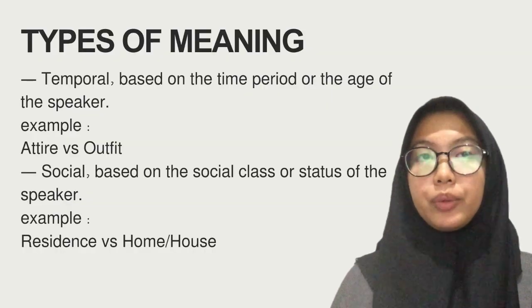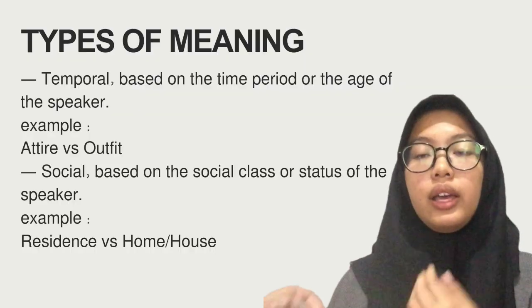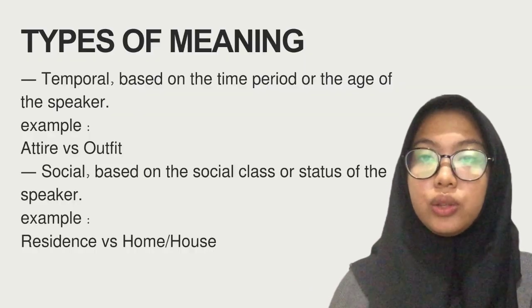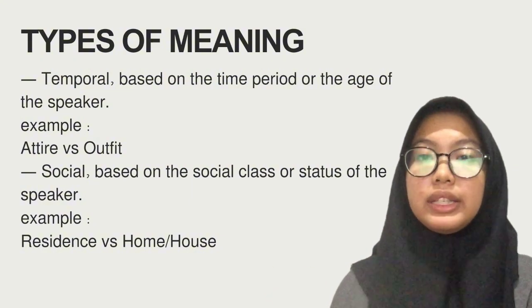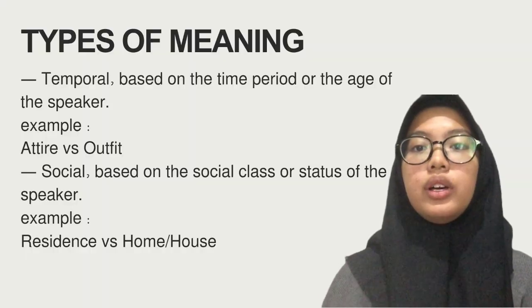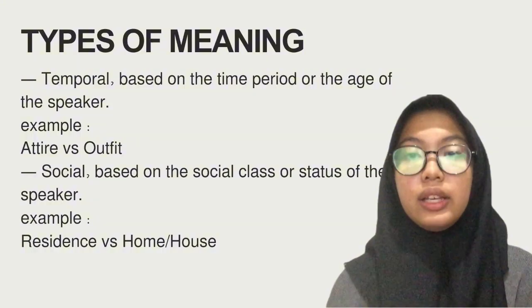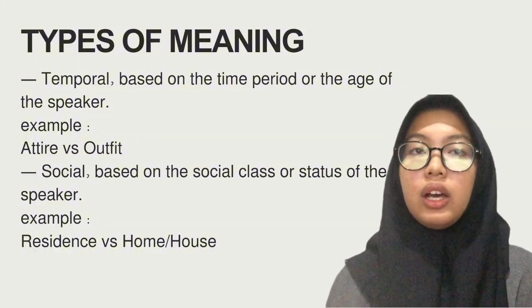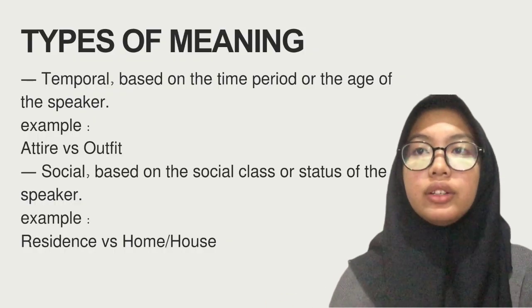Next, we have temporal, based on the time period or the age of the speaker. In the past, people commonly used the word attire to refer to the clothes a person was wearing. However, in modern times, it has been replaced with the word outfit. Next, we have social, based on the social class or status of the speaker. The example is the word residence versus home or house, where residence sounds more formal and is associated with higher social status.